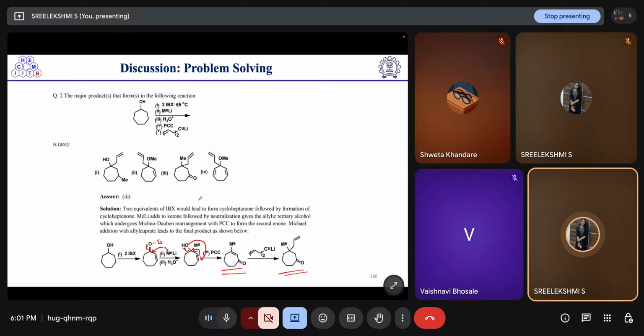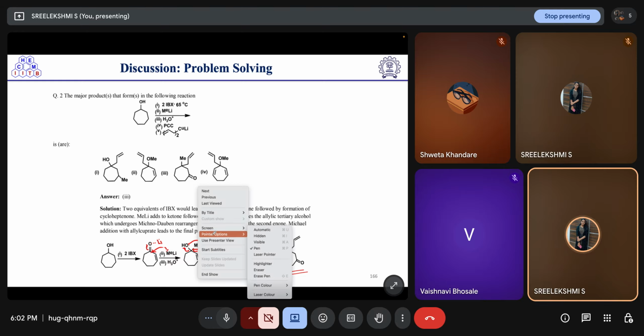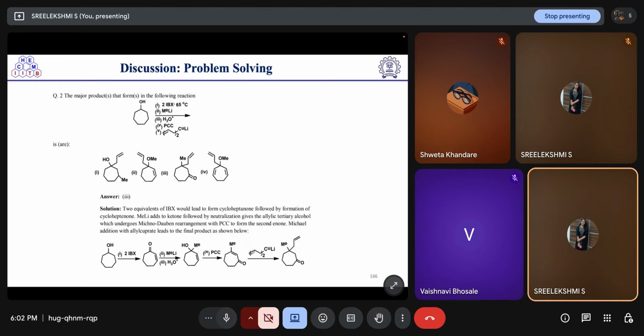So two equivalents of IBX will give cycloheptenone. Methyl lithium adds to the ketone, followed by neutralization, which will give this allylic tertiary alcohol, which will undergo this oxidative transposition, that is the Dauben rearrangement, to form this enone. Then Michael addition, that is 1,4 addition with this allyl cuprate, leads to the final product. So the correct answer is option 3. Is it clear? Any doubt in any of the steps? Nothing. Yeah.